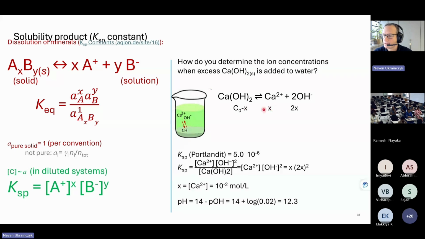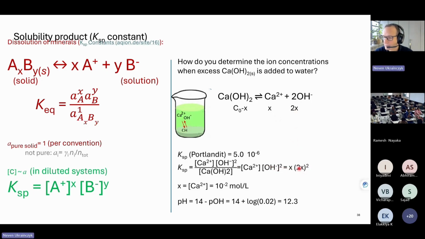And then if the solubility is X, then we have here 2 times X, because we just have 2 times more just from the stoichiometry, because of this stoichiometric coefficient 2. And then we have only one unknown, and this is the X. And then you can calculate the solubility. So you plug in this X to the 2X on the power of 2.